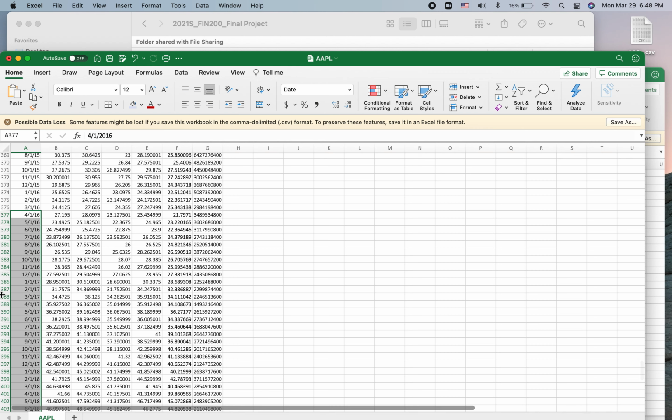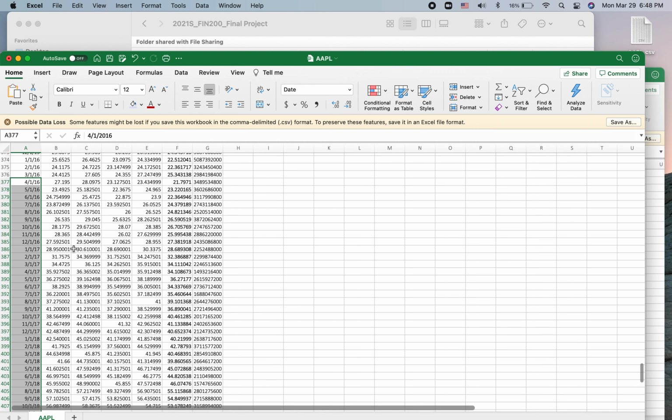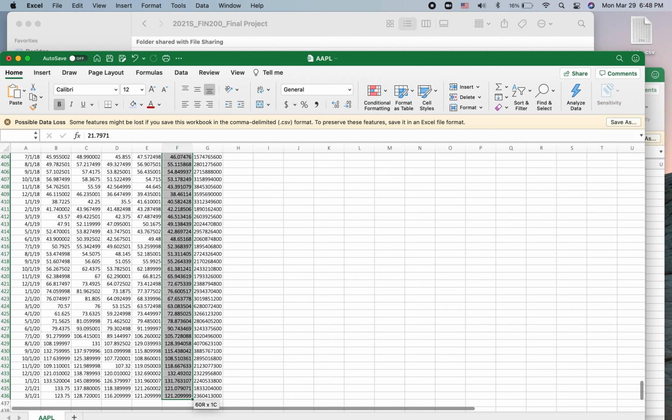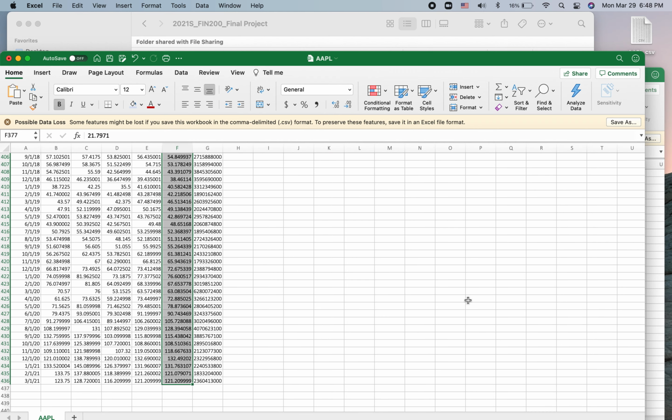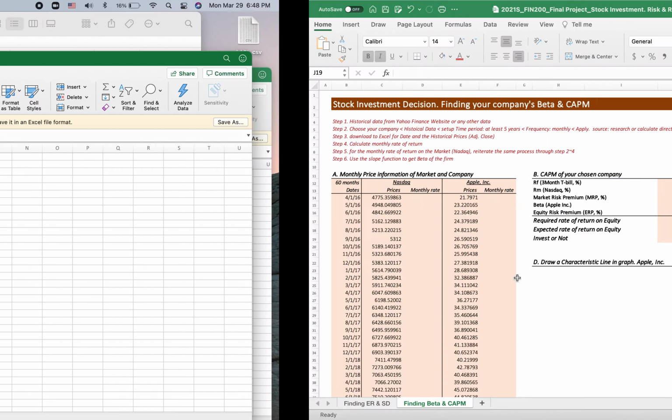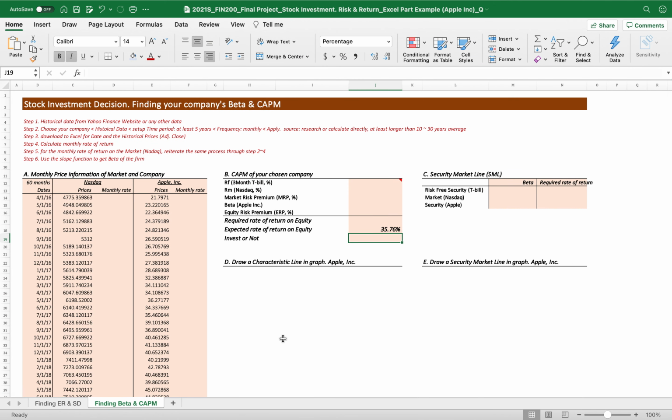You can just copy and paste all the monthly basis numbers here. This is what we want in order to calculate the beta. Why do we need the beta? As you remember, CAPM is calculated from RF and RM, the market risk premium, and then we multiply this market premium by the beta, and then we get the equity risk premium, and then add this RF, we get the CAPM model, which is the required rate of return on equity.